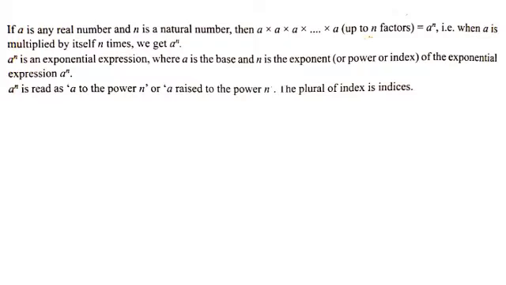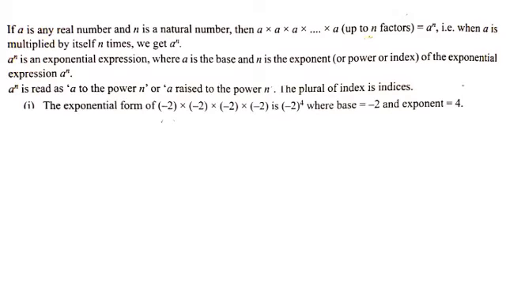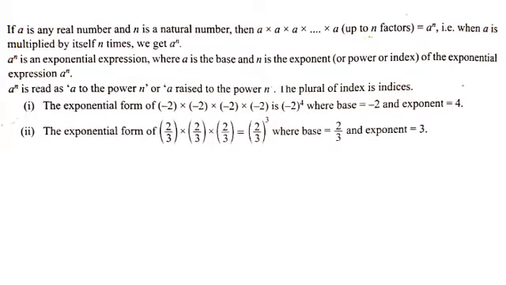The plural of index is indices. The exponential form of minus 2 into minus 2 into minus 2 into minus 2 is minus 2 power 4, where the base is minus 2 and the exponent is 4. The exponential form of 2 by 3 into 2 by 3 into 2 by 3 is 2 by 3 power 3, or cube, where the base is 2 by 3 and the exponent is 3.